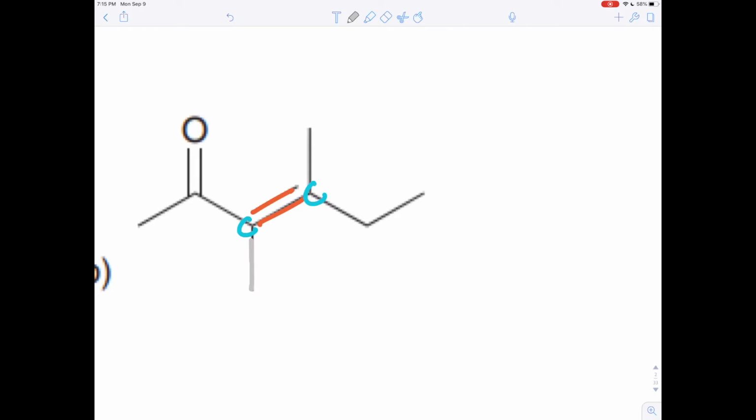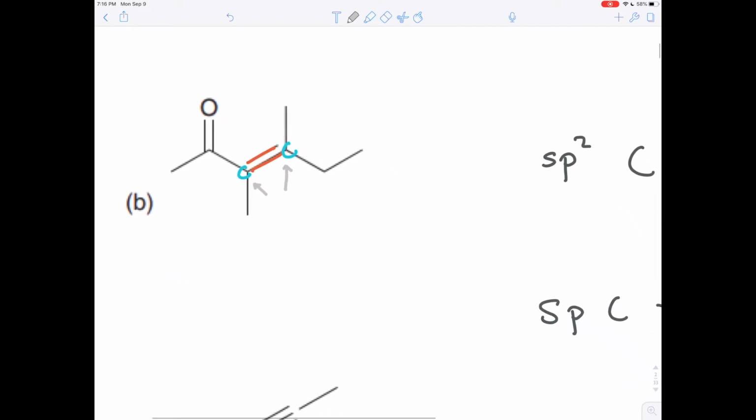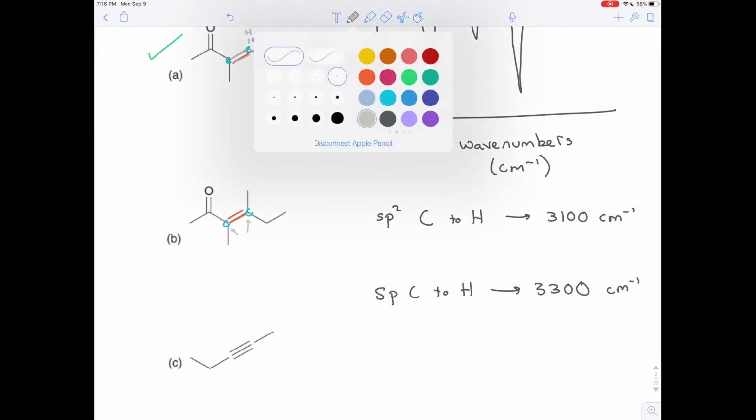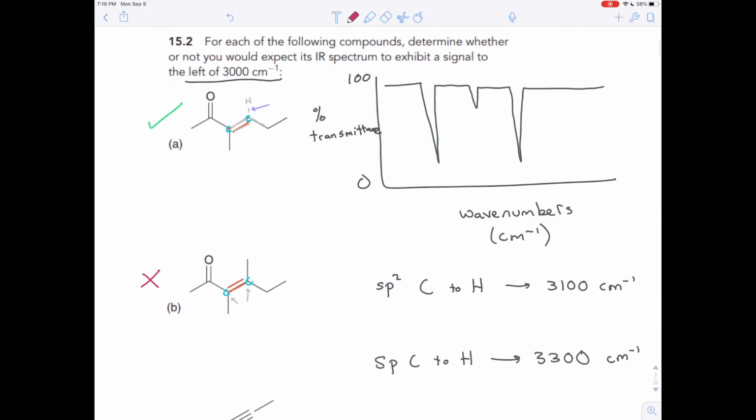So this carbon on the left is bonded to 1, 2, 3, 4 other things. That means there are no invisible hydrogens on that. The carbon on the right is bonded to 1, 2, 3, 4 things. So there are no invisible hydrogens on that. So neither of these sp2 hybridized carbons, carbons in double bonds, have a bond to hydrogen. And so there will not be an absorption here to the left of 3,000.